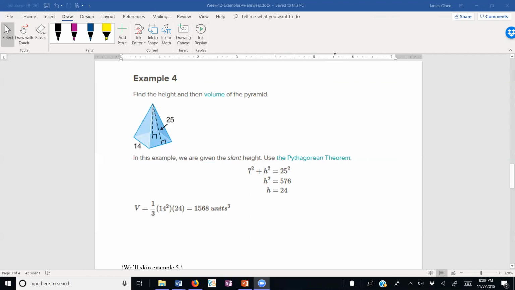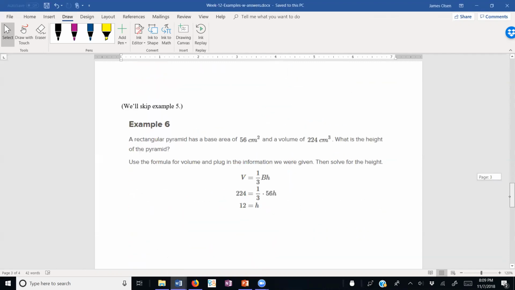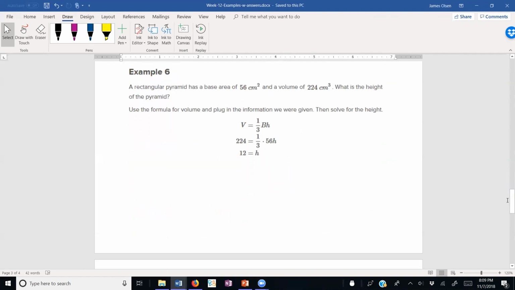Volume is 1/3 base times height. So we run that into a calculator and we get 1,568 units cubed. We're skipping example 5, and now let's do example 6.